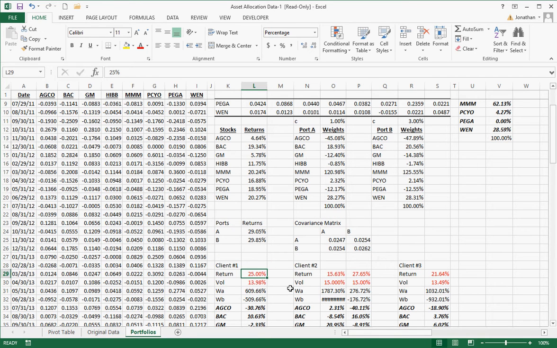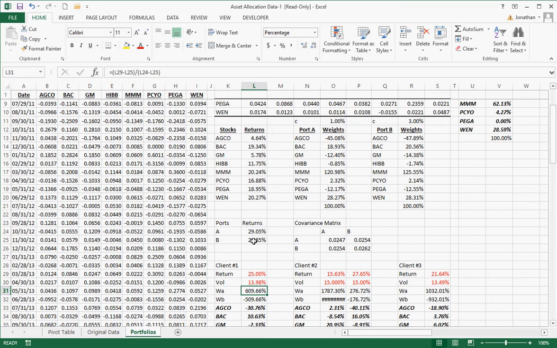So we have a client that wants to have a certain return, let's say 25%. Well, the weight is going to be equal to, the way you do this, the return that the client wants, whatever that happens to be, minus the return of Portfolio B divided by the return of A minus the return of B. That's going to give me the weight in A. 1 minus that is the weight in B.